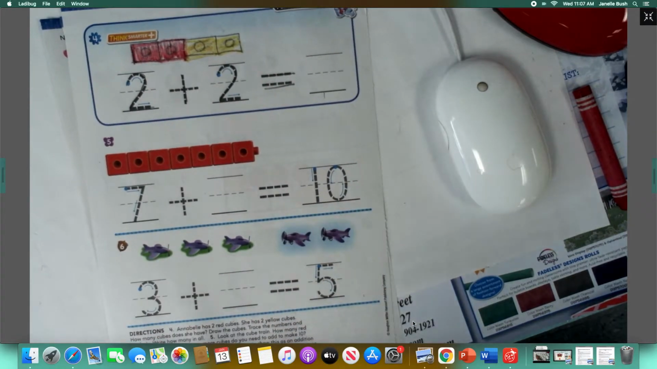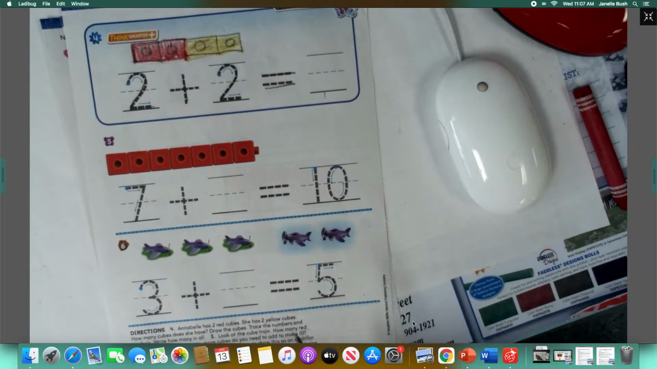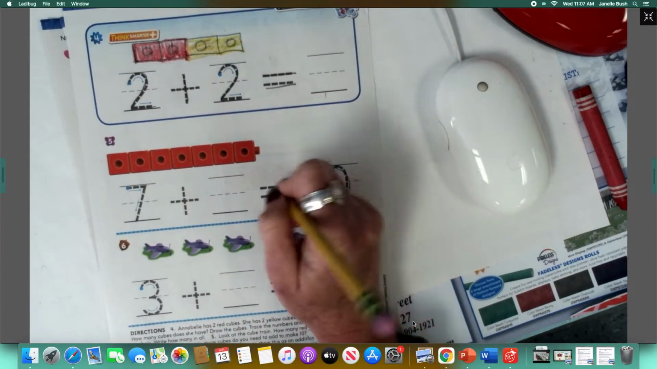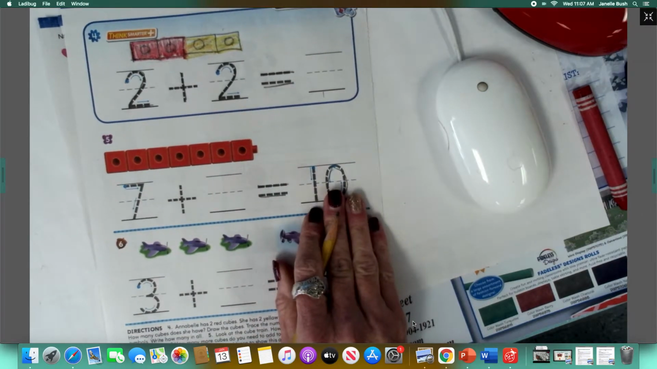Okay, number 5 says, look at the cube train. How many red cubes do you see? How many more cubes do you need to make 10? Draw the cubes, color them blue, write and trace to show this addition sentence. Okay, so we're going to have 10 all together. So I'm going to go ahead and trace my 10 and my equals because I know that in the end I'm going to have 10.